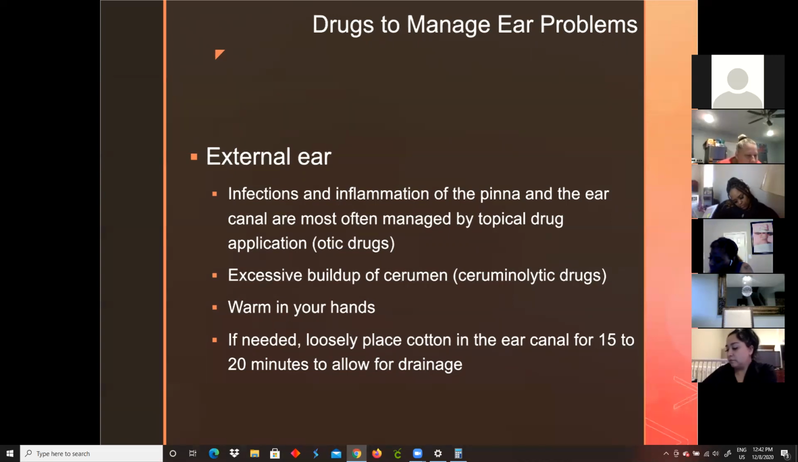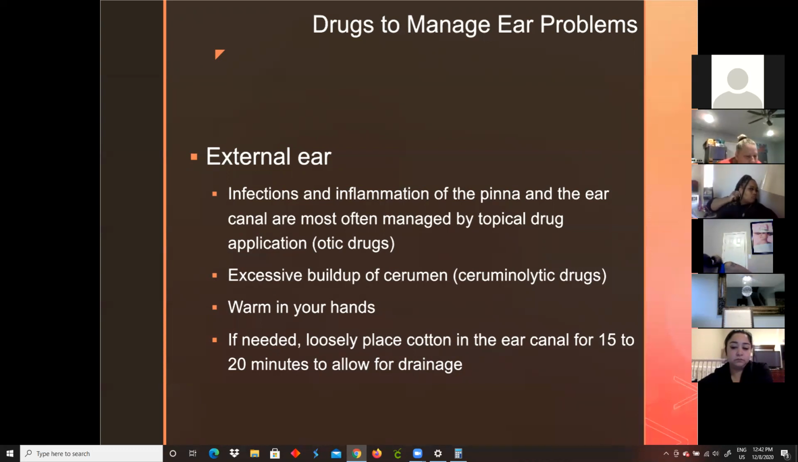If needed, after you've given the medication, you can place a cotton ball in the ear canal for about 15 to 20 minutes, just to allow for drainage, but then make sure you take it back out. And if you have a patient who is over 3 years old, which way are you going to pull the pinna to administer the ear drops?